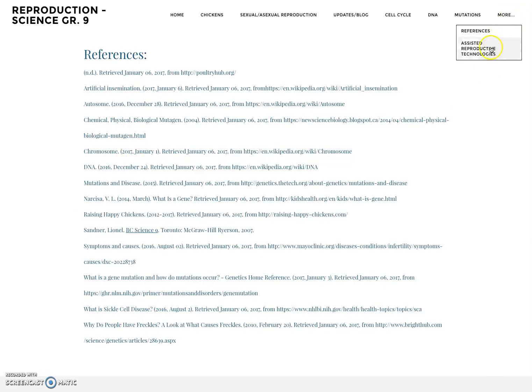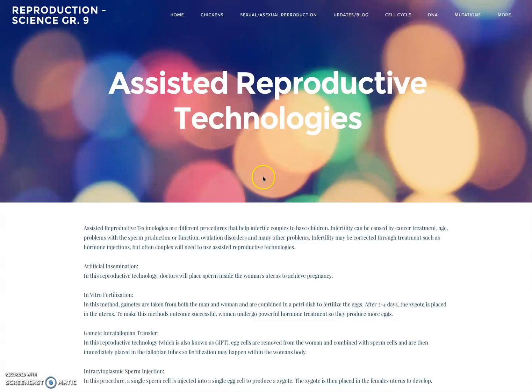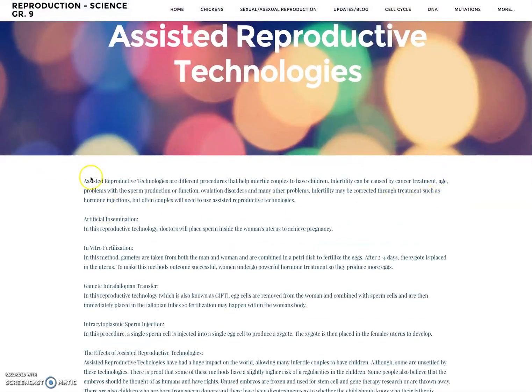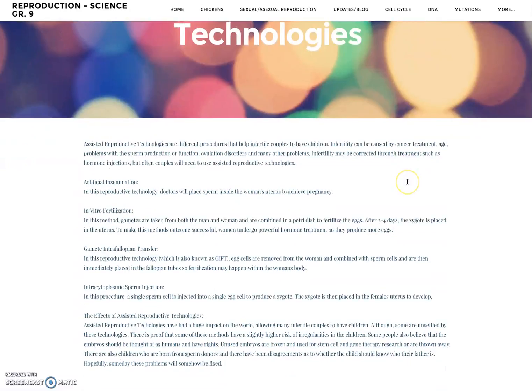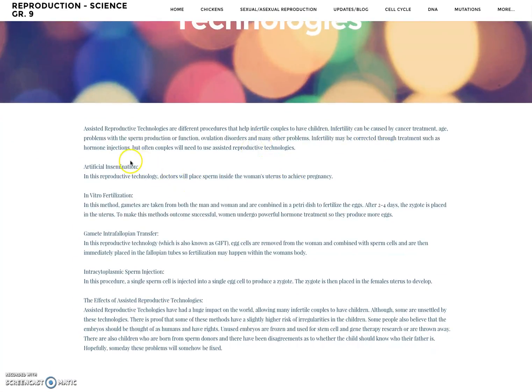Now we'll move on to the assisted reproductive technologies. Assisted reproductive technologies just help infertile couples have children. And the first paragraph just talks a bit about the causes of infertility and how they may be corrected. And then it has some examples of assisted reproductive technologies and just talks about how each of them work.